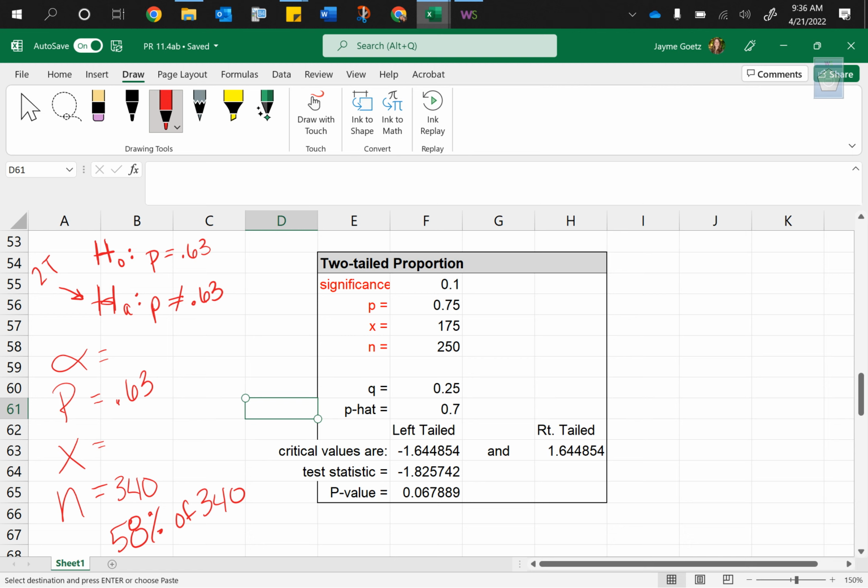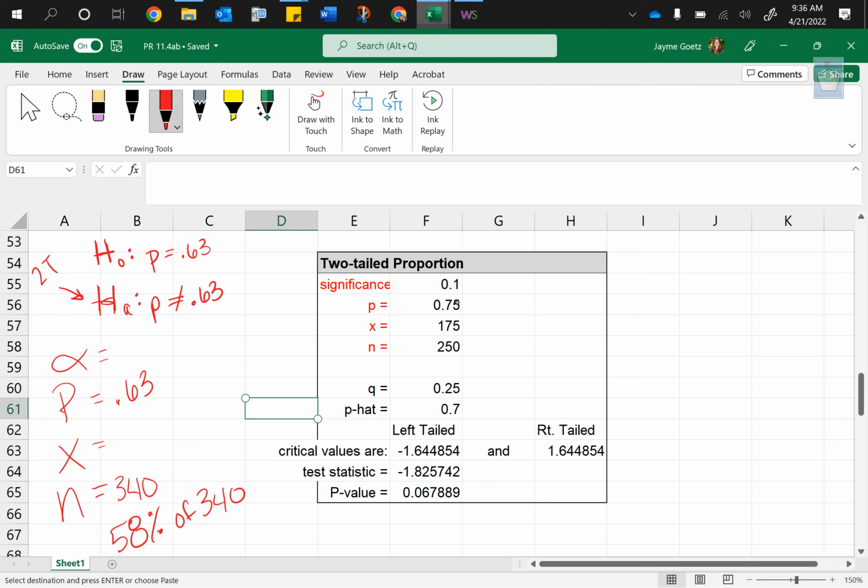They told me that I have a sample of 340, and then they told me that 58% of them had what we wanted them to have. So what we're going to have to do is figure out x. And to do that, we're literally going to take 0.58 and multiply it by 340. Okay, 0.58 and multiply it by 340.